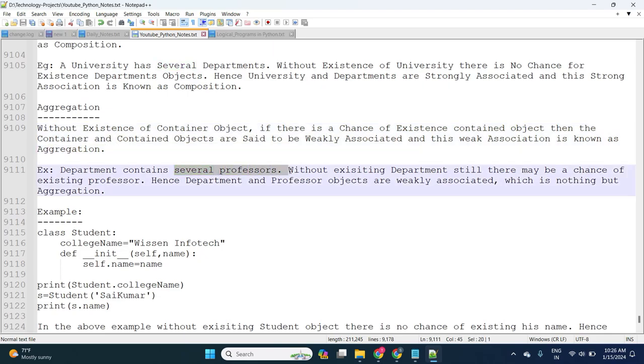Department and several professors. Without existence of the department object, there will be a chance of existence of a professor also. So a professor and department are weakly associated, which is nothing but aggregation.